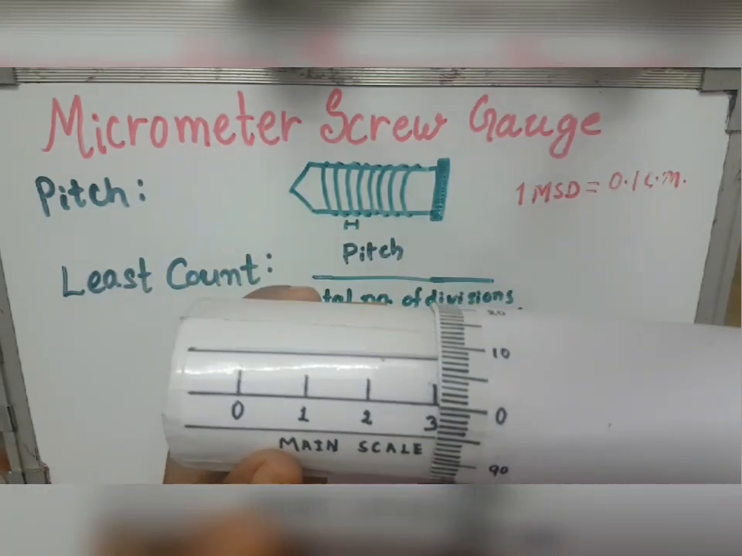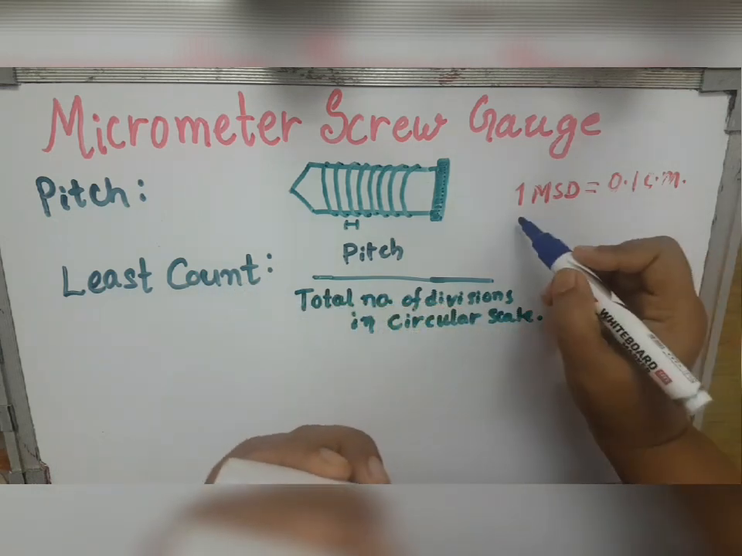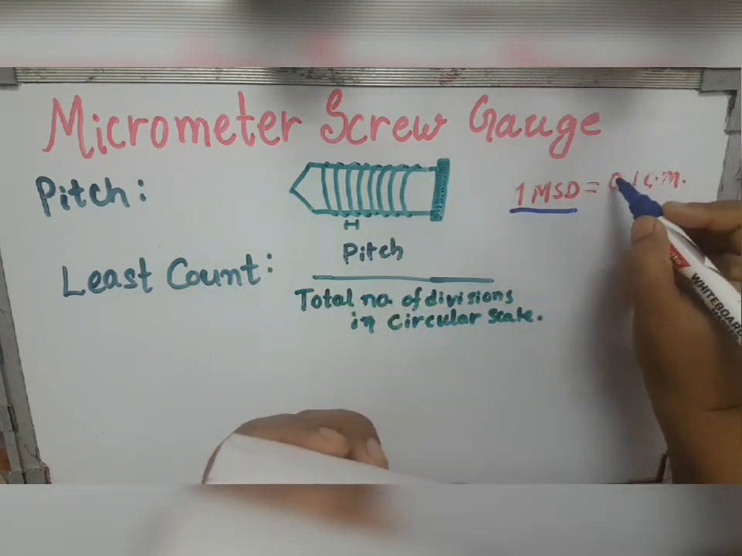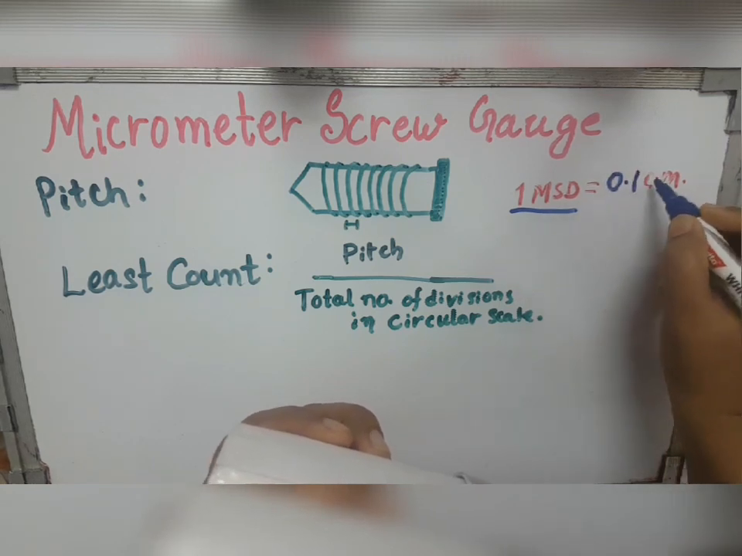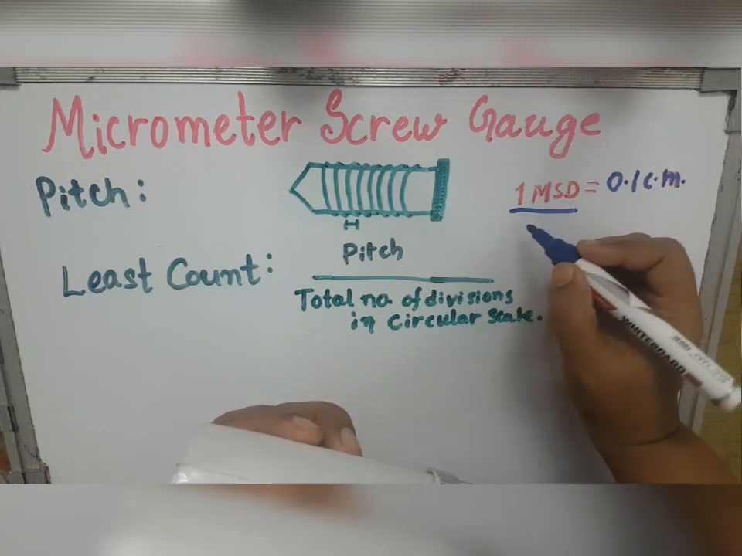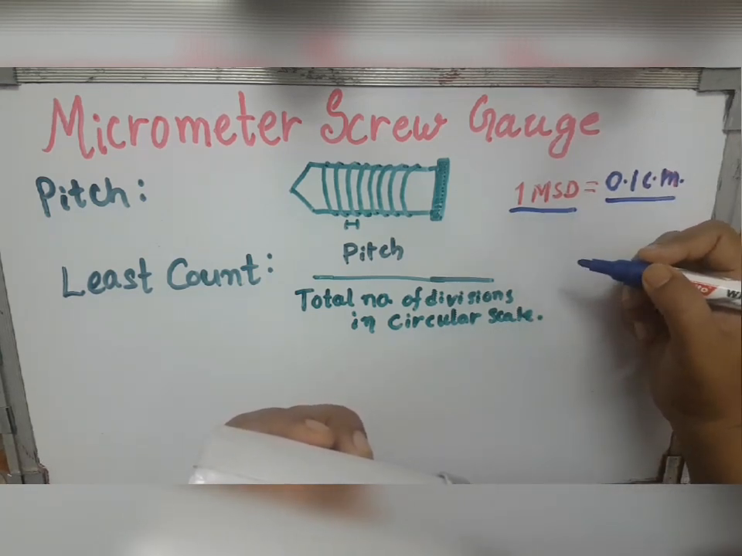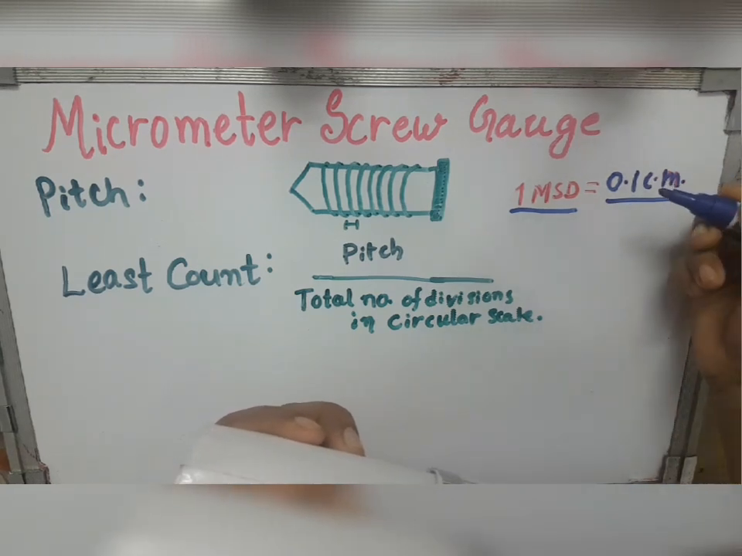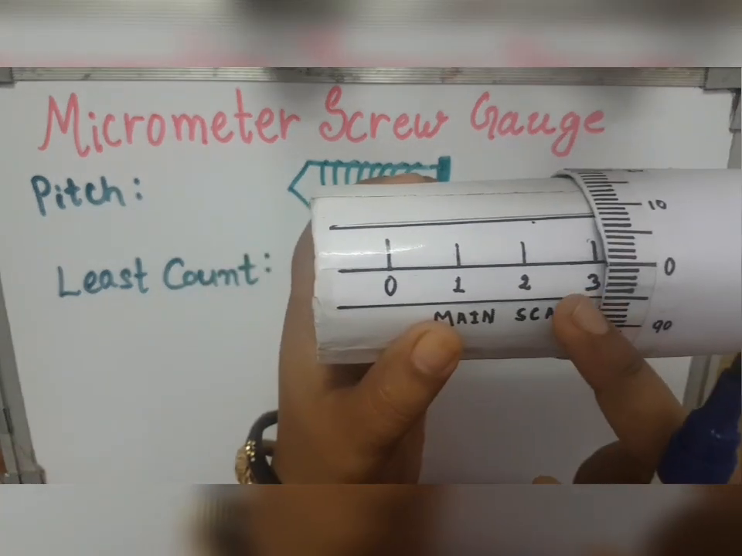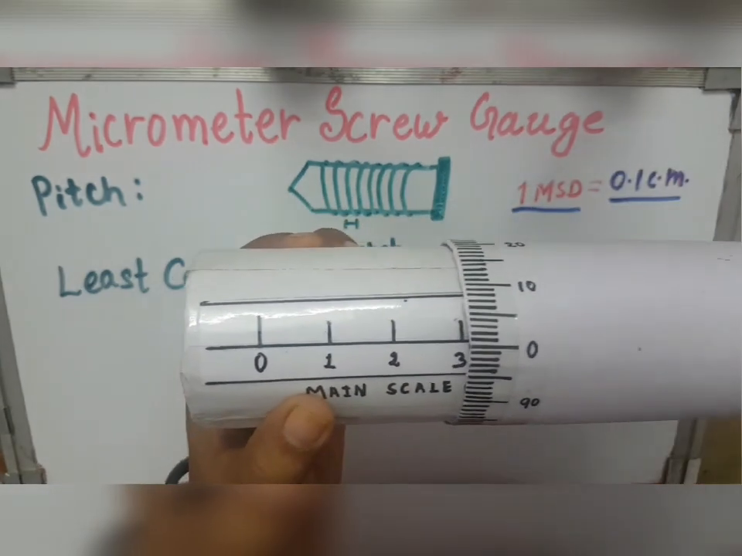Now let us see, if one division in our main scale is equal to 0.1 centimeter, then what will be the pitch? Pitch will also be equal to 0.1 centimeter. That means it covers 0.1 centimeter along the main scale for one complete rotation.